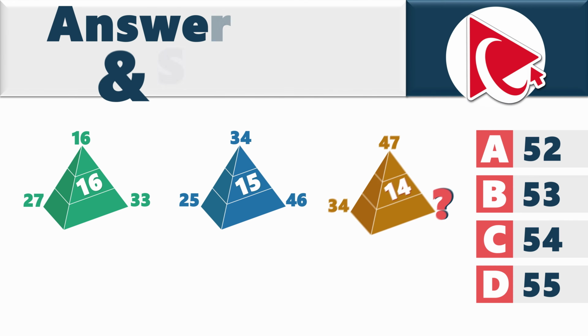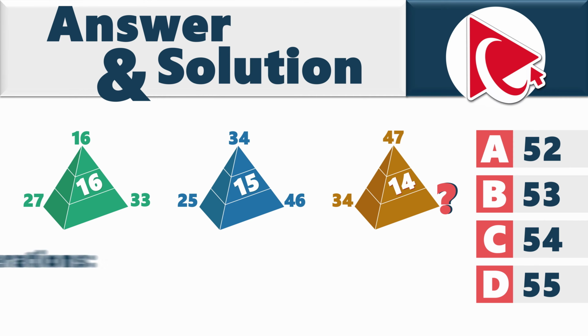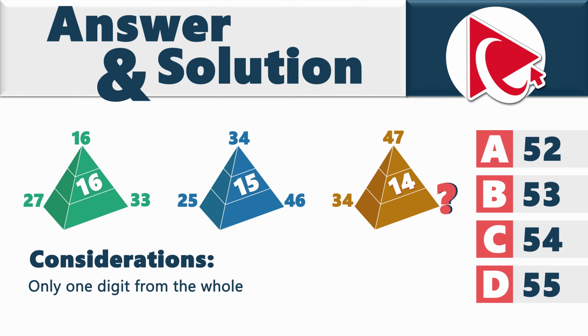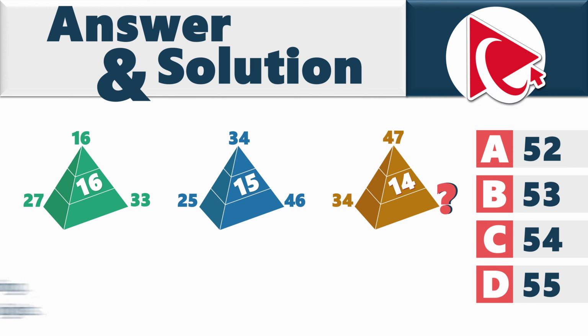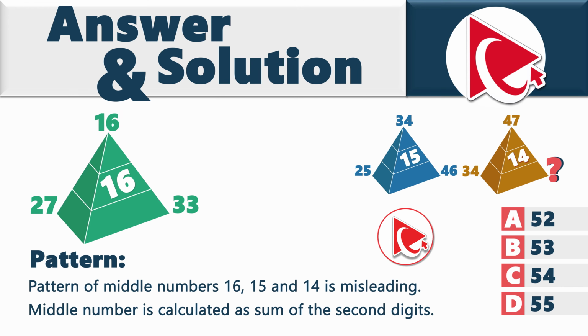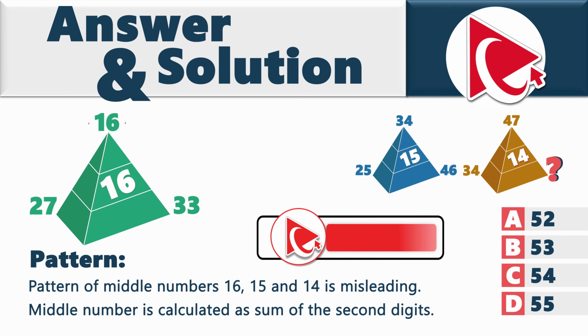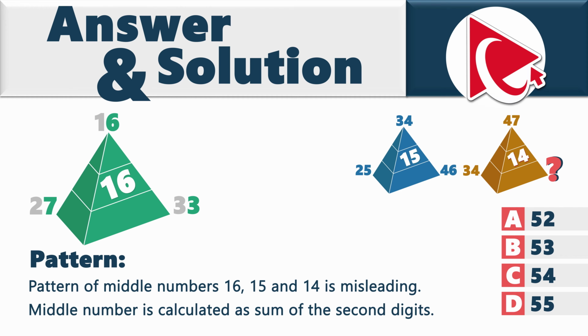And speaking about mysteries, I gotta share the secret with you. Only 1 digit from the whole number is used in the calculations here. So, for example, in the first pyramid, instead of using numbers 27, 16, and 33 to calculate the middle number 16, only numbers 7, 6, and 3 are used in the calculations. And sum of 7, 6 plus 3 is exactly 16.